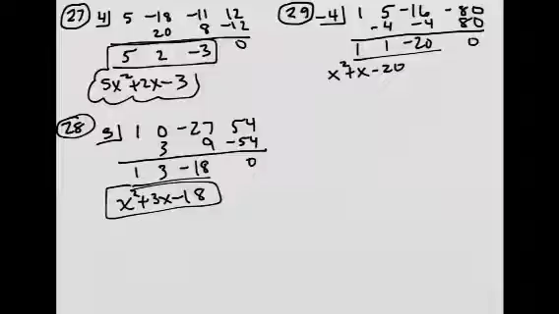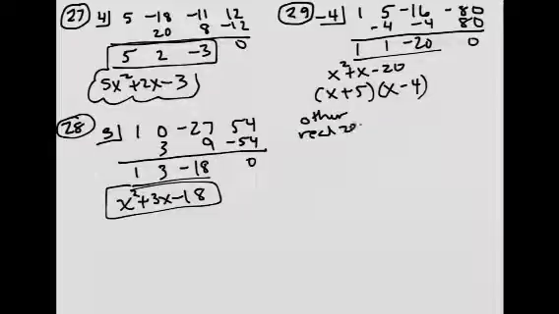So these three numbers mean x squared plus x minus 20. So we're looking for factors of negative 20 that add up to positive 1. So that would be x plus 5 and x minus 4. So the other real zeros would be negative 5 and 4.